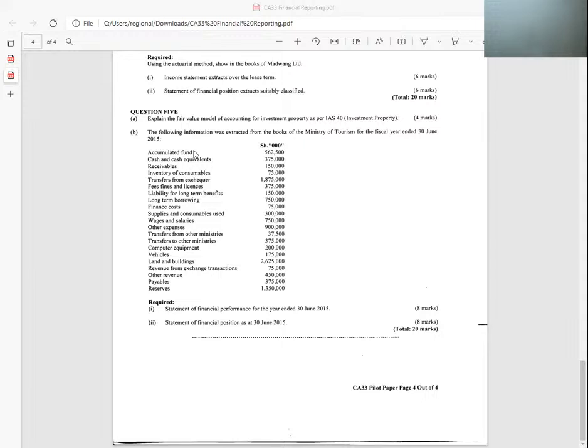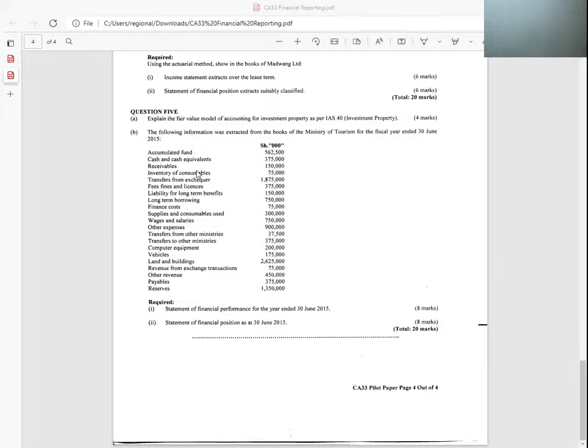How about cash and cash equivalents? Where are we going to take this cash and cash equivalents? Please talk to me. I would want somebody to classify this for me. Remember, these items could either go to the statement of financial performance, which is our income statement, or a statement of financial position. Where do you think we shall take cash and cash equivalent?